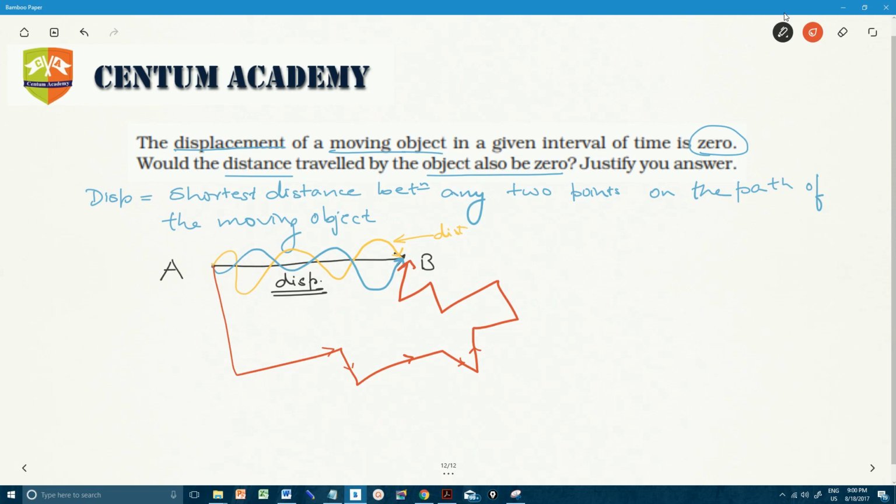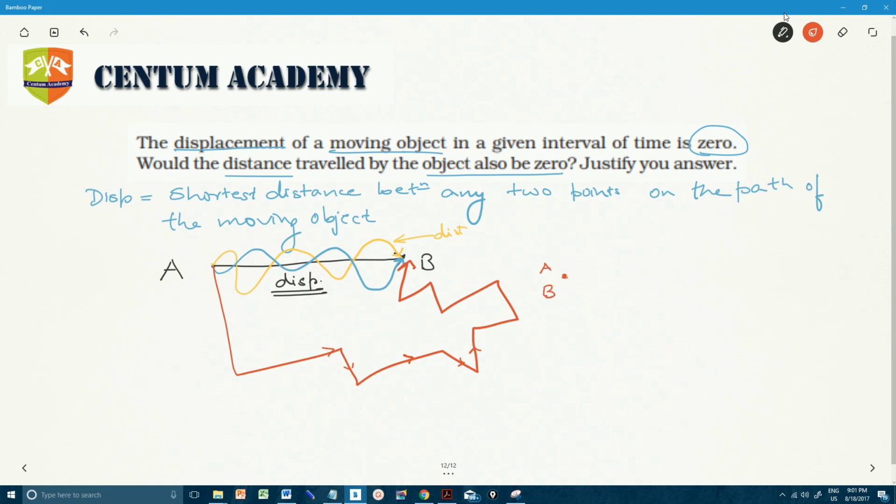Okay, so the question is, the displacement of a moving object in a given interval of time is 0. So when can the displacement be 0? That means points A and B should coincide. That means if you start moving this point B towards A, all these distances will also change. So let's say this was point A and here was point B as well. So A and B are on the same point, but the distance need not be 0.